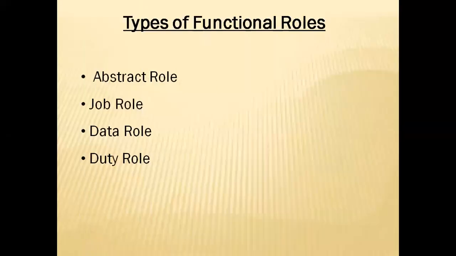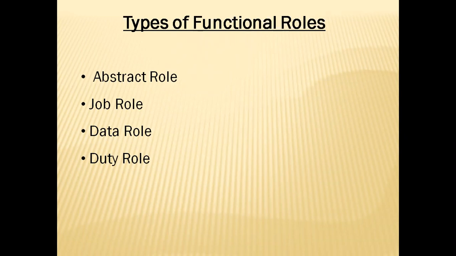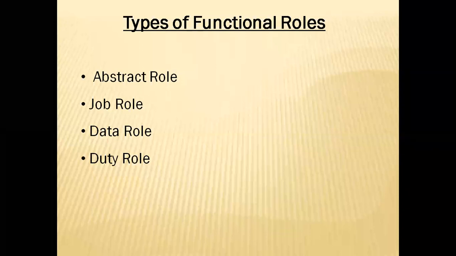Okay. So we were about to start types of functional roles, right? In Fusion applications, the RBAC implementation is based on four roles, which are the abstract role, job role, duty role, and data roles that work together to control access to functions and data. Now let's find out the meaning of each role.